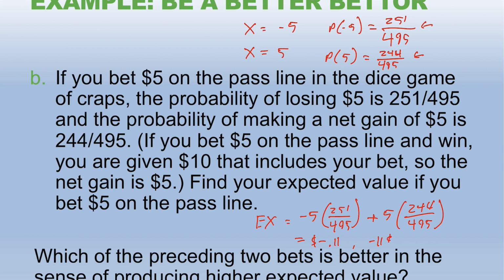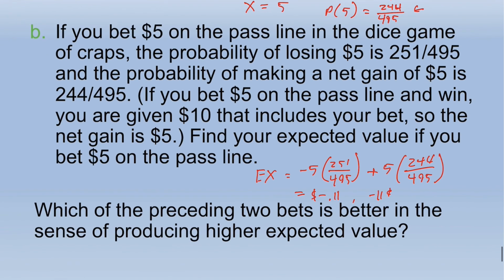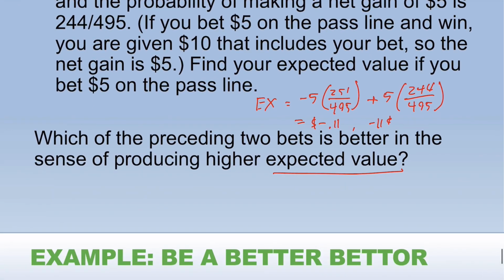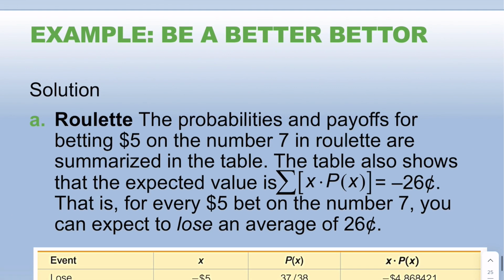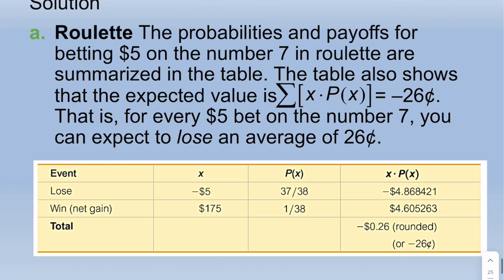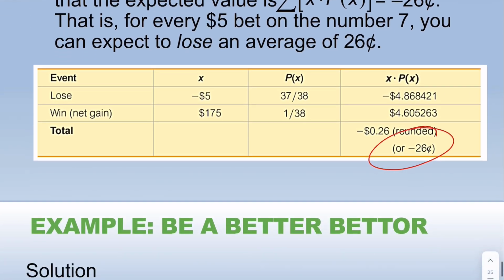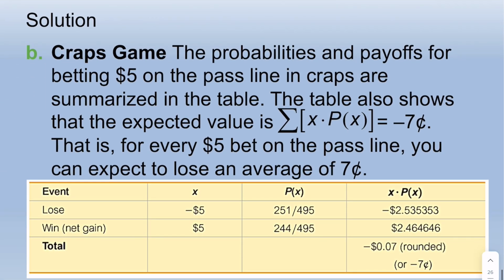Which of the preceding two bets is better in the sense of producing a higher expected value? Well, that would be the pass line on the craps table. Okay, then this is basically what we said. There's that. Oh, 7 cents.